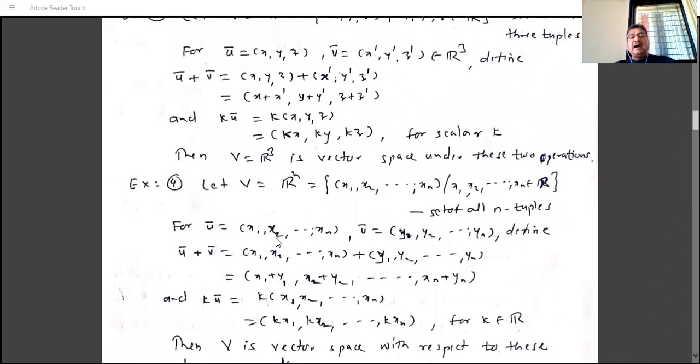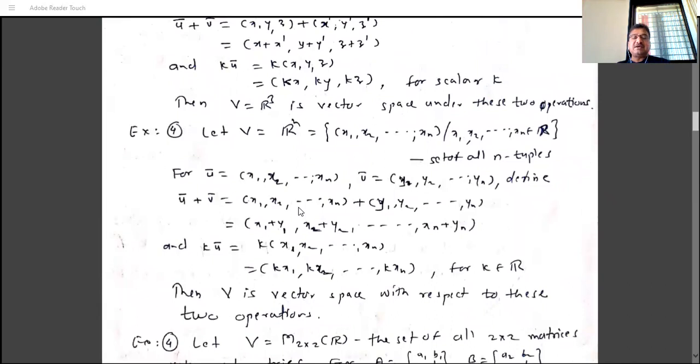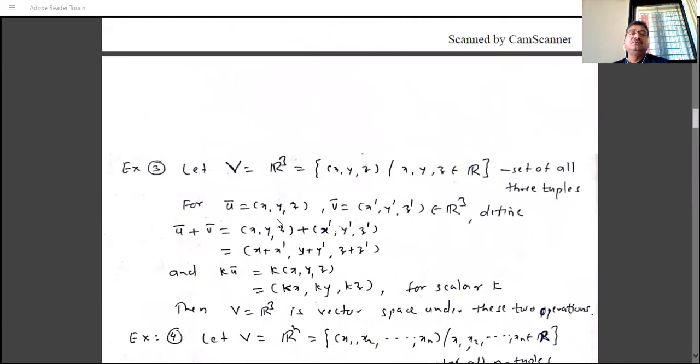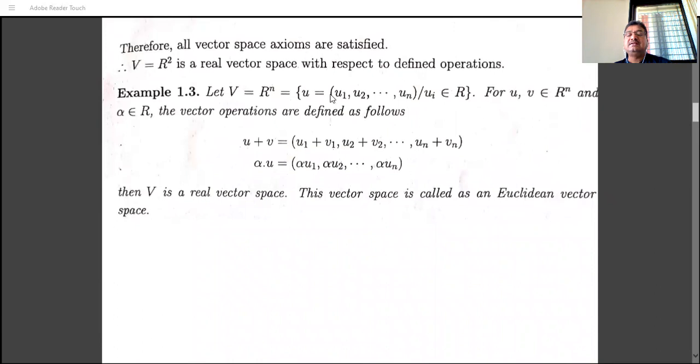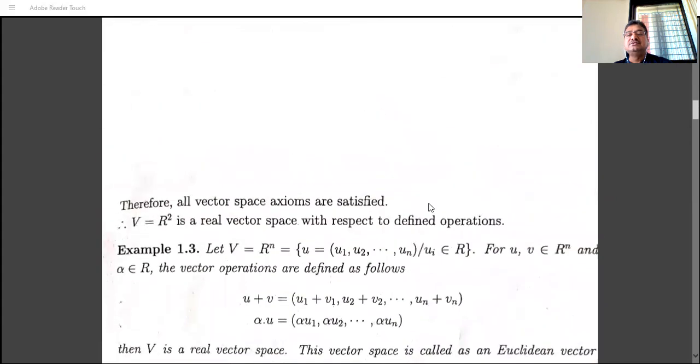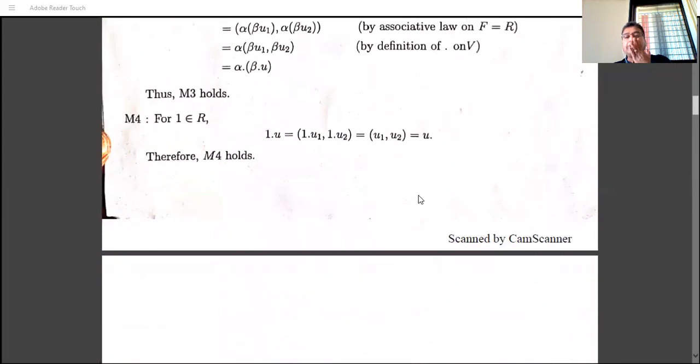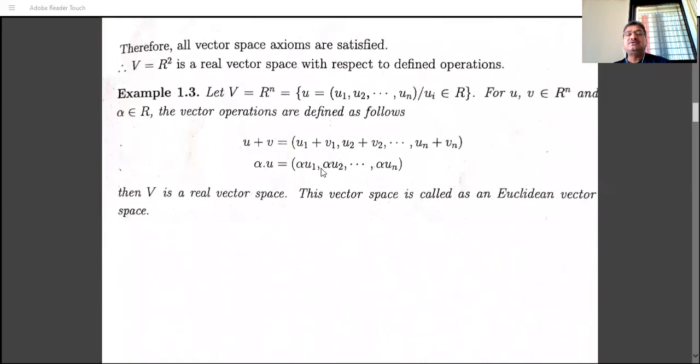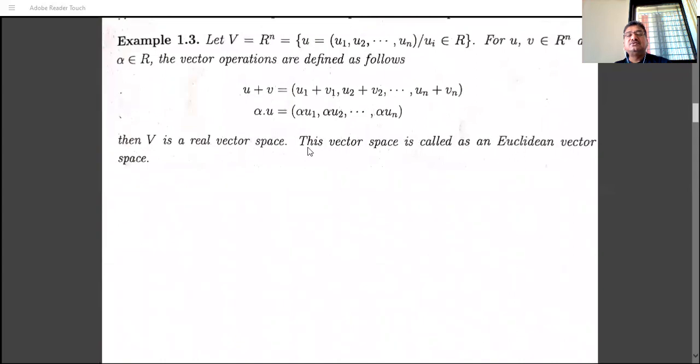So R square, R cube, R raised to 4, R raised to n, all are vector spaces with respect to usual addition and usual scalar multiplication. So we can define R raised to n like this: u1, u2, ..., un. Instead of xy, x1, x2, ..., xn, we can use the notation u1, u2, ..., un. So it is just a difference in notation. R raised to n is the set of all n-tuples u1, u2, ..., un, such that each ui belongs to R. So again, the addition is given, and scalar multiplication. Instead of k, here the notation is alpha. So V is a vector space.